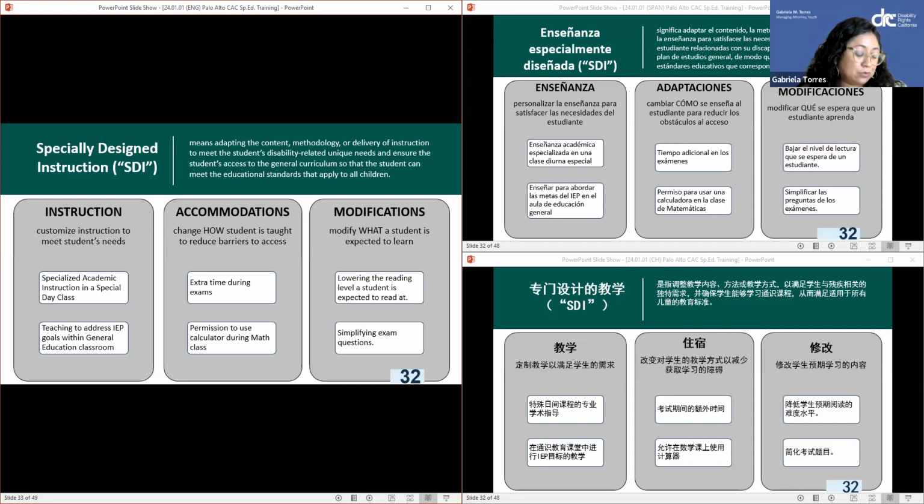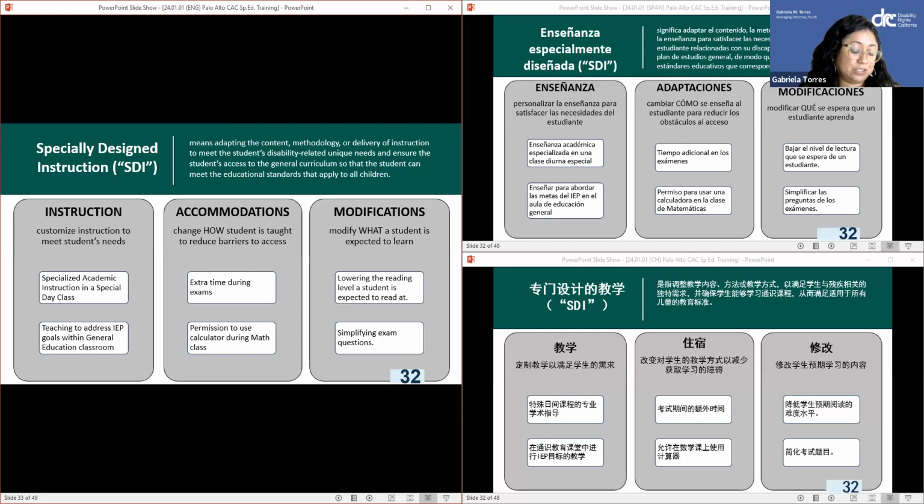You can also provide that same instruction in a general education classroom if it is appropriate for that student. With respect to accommodations, you can offer extra time during exams, or you can potentially offer the use of a calculator. These are just examples of how you offer specially designed instruction to students, but there are so many different things that you could offer. A note taker is also something that I've seen.